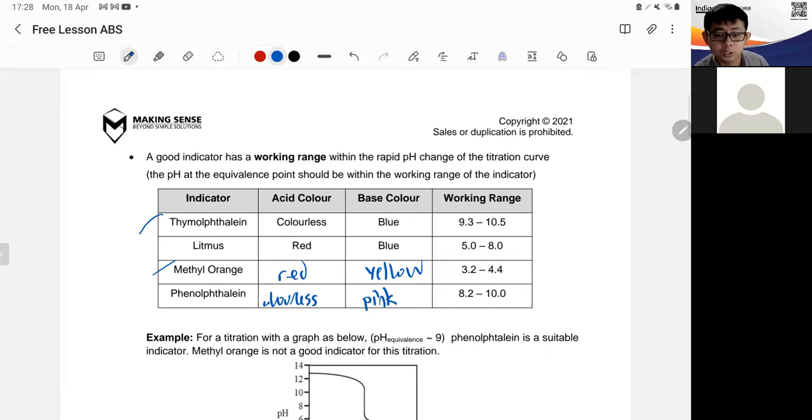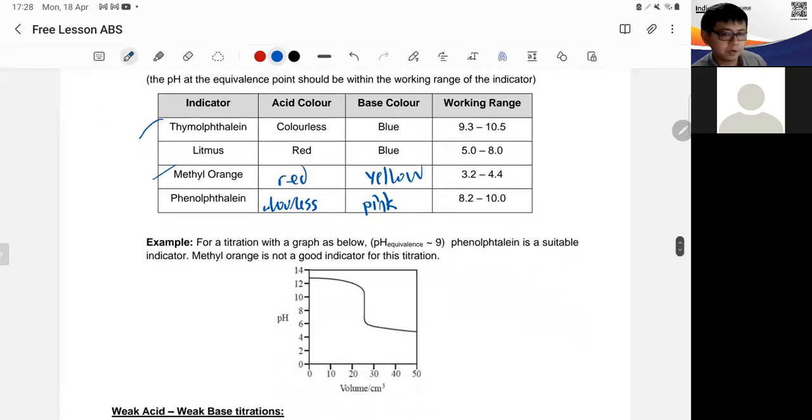So what does that working range mean? It means that if I have a graph that looks like this, the sharp drop occurs somewhere around here, between 6 plus to, I guess, 11. If my indicator can fall within this range, let's say 6 to 11, I can use it as an indicator. Okay, and that's the idea.